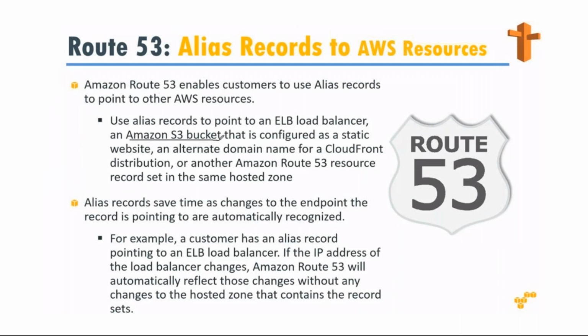So alias records to AWS resources. Already we discussed alias records. For Elastic Load Balancers and Amazon S3 buckets, we can write an alias record. Alias means, as I already told you, www.someserver.com. So an alternate domain from a CloudFront distribution, or Amazon Route 53 resource record sets in the same hosted zone. An alias record saves time, as changes to the endpoint that the record is pointing to are automatically recognized. For example, AWS will give a big name to open the website, but we cannot remember that type of path. For that big path, we have to give some alias name, so you can easily identify and easily open the website.